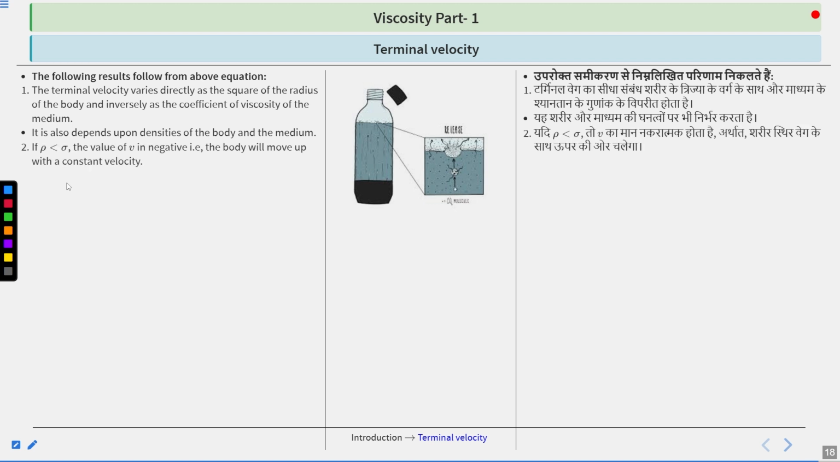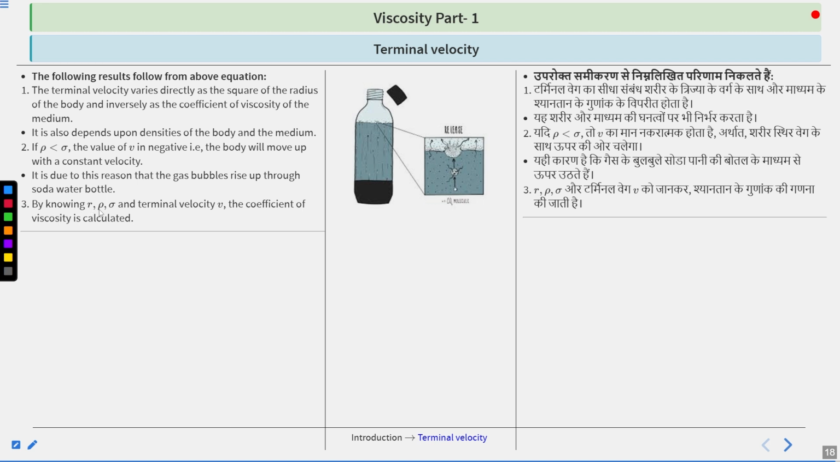If rho is smaller than sigma, the value of v is negative, therefore the body will move up with a constant velocity. It is due to this reason that gas bubbles rise up through a soda water bottle. If you ever bought a soda and looked at it, you will find that gas bubbles rise up from the soda water. Why? Because of this. By knowing r, rho and sigma and terminal velocity v, the coefficient of viscosity is calculated.